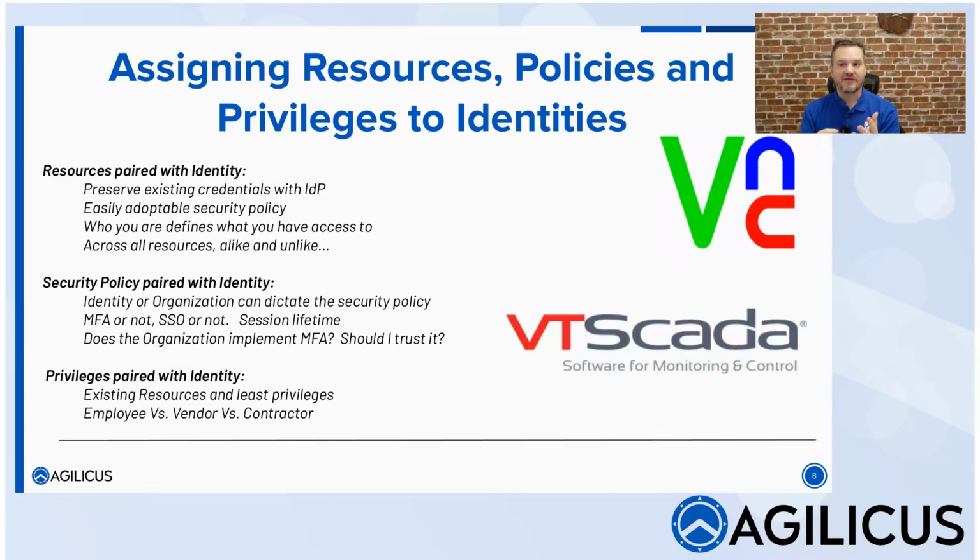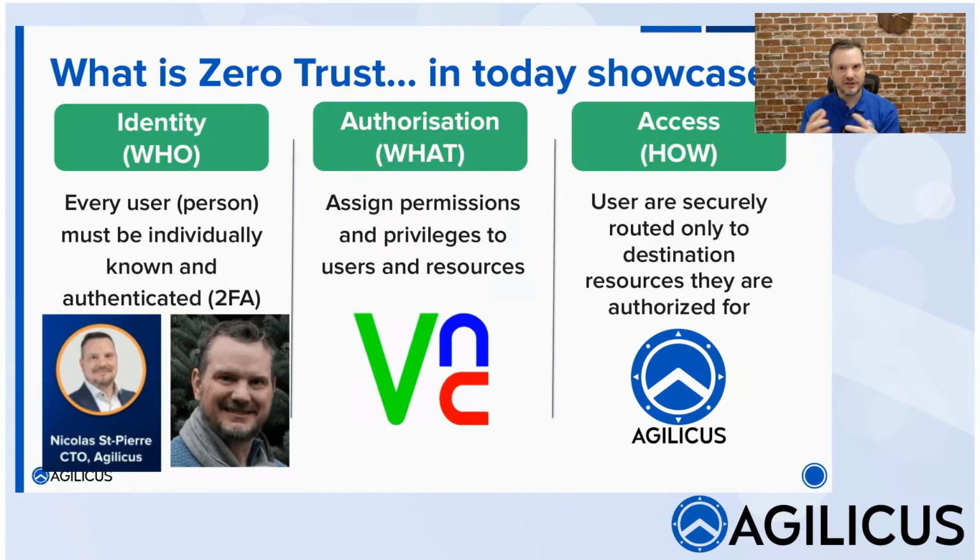That way, I have now paired privileges at the application layer to an identity. I have paired policy or security policies to the organization where that identity belongs. And now I've also paired the types of resources that I'm going to allow. So I have done the who, the what, and the how. When we get into the zero trust model, the who, the what, and the how is very important. It's the questions that need to be asked repeatedly.